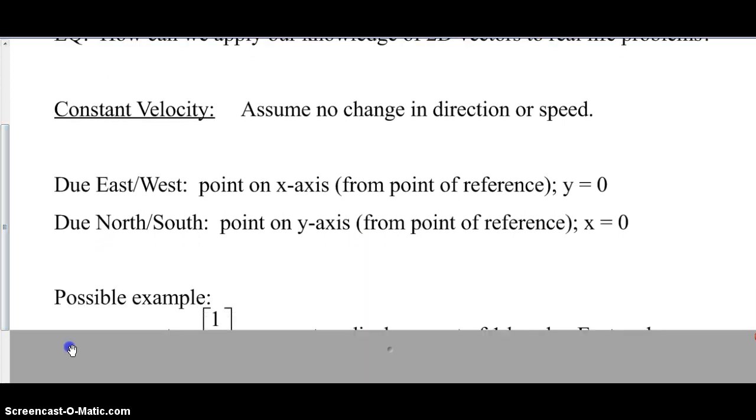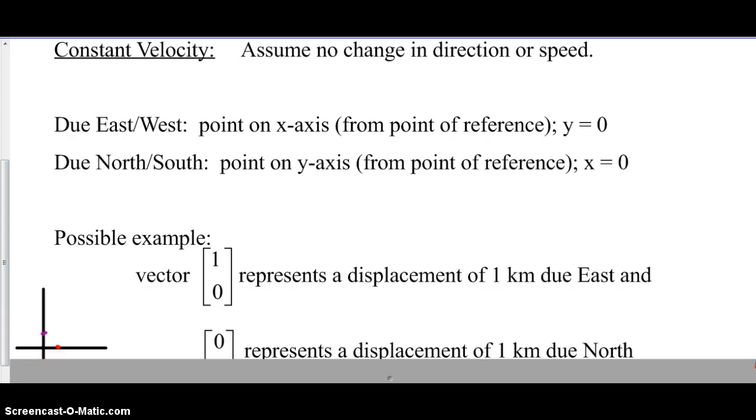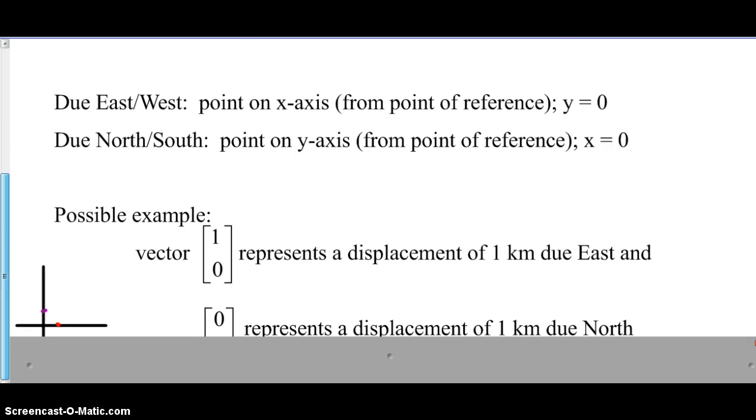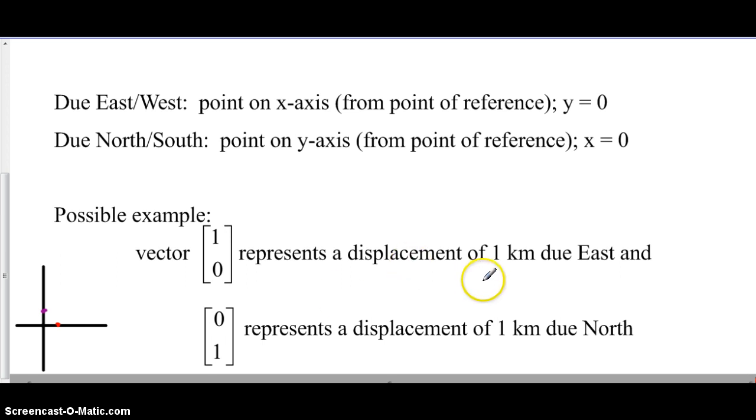So a possible example: they might be talking about a vector that's (1, 0), which would represent a displacement of 1 kilometer due east. If they were using the origin as our reference, that would be this red dot here. That would be due east of the origin, and the vector that would represent that is (1, 0).